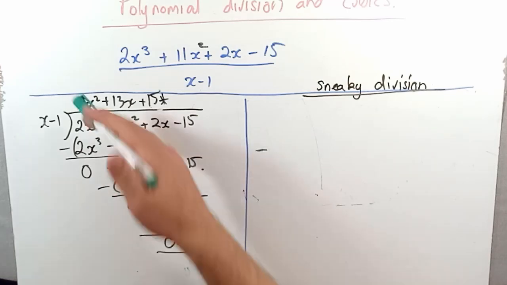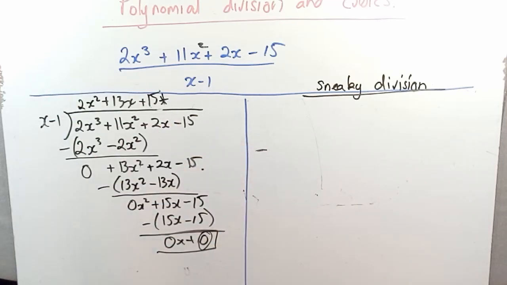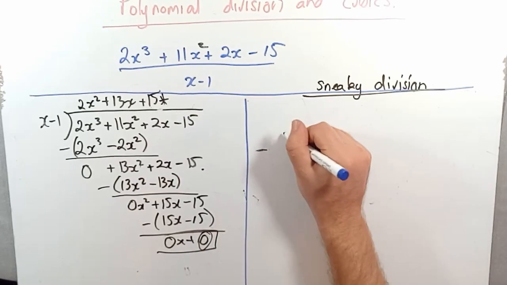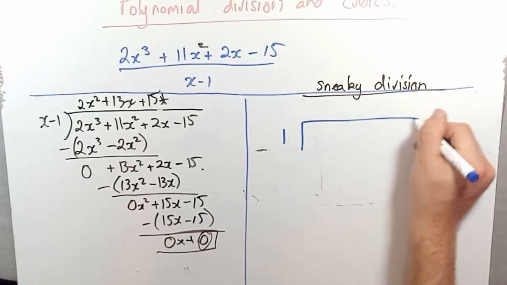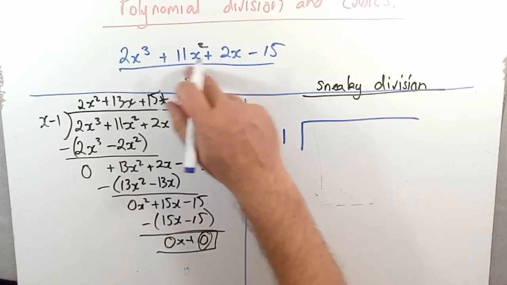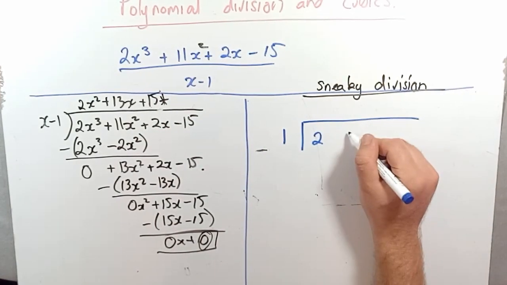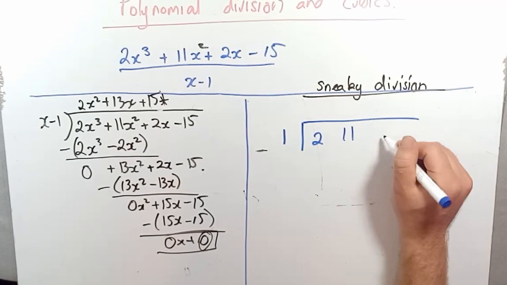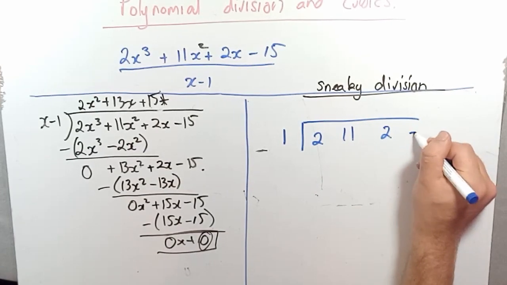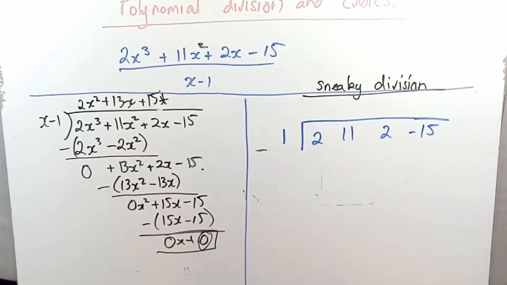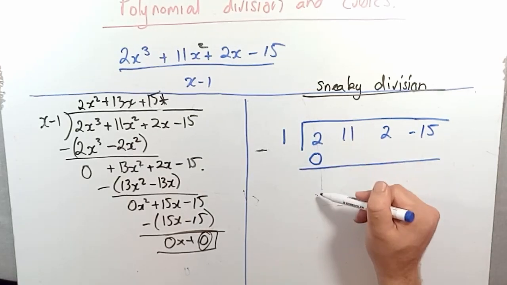Okay. So instead of doing all this, we can basically do it all in one line. Okay. So we're going to divide by my factor x minus 1. So I solve that for 0 and I get 1. And then I just write the coefficients down: 2, 11, 2, and negative 15. Okay, the coefficients down. So shorten the whole process. Put a 0 here. Always put a 0 here. And then you just add up downwards.